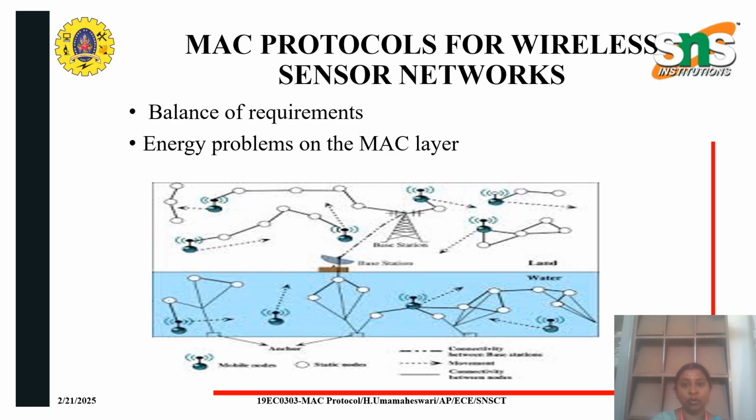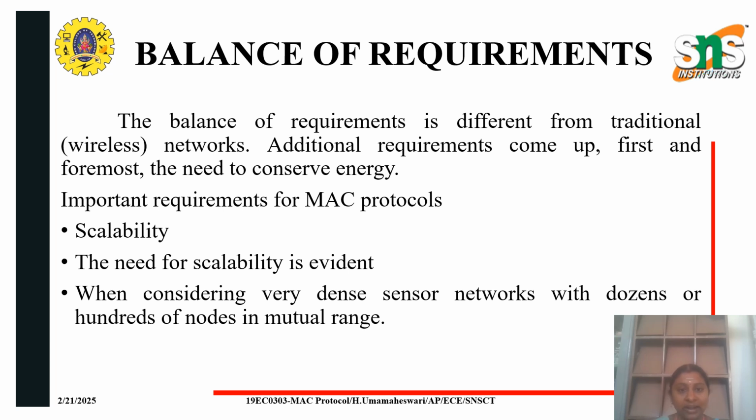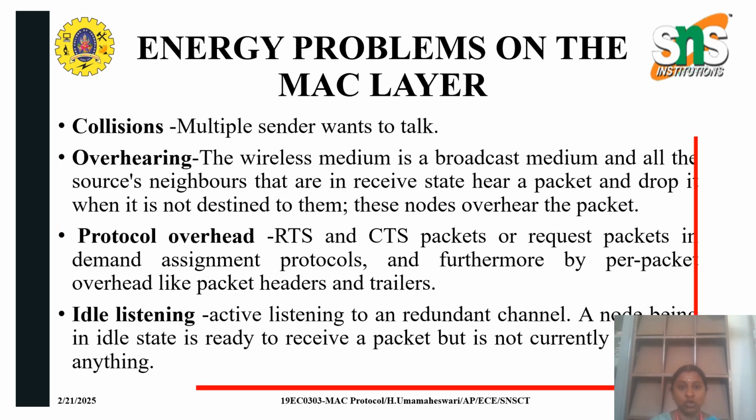The MAC protocols used for wireless sensor networks balance requirements and energy problems of the MAC layer, where various energy problems are represented in the small diagram shown below. The requirements are different from traditional wireless networks, so additional requirements come up, first and foremost the need to conserve energy. An important requirement of these protocols is scalability. The need for scalability should be evident when considering very dense sensor networks with dozens or hundreds of nodes in mutual range.